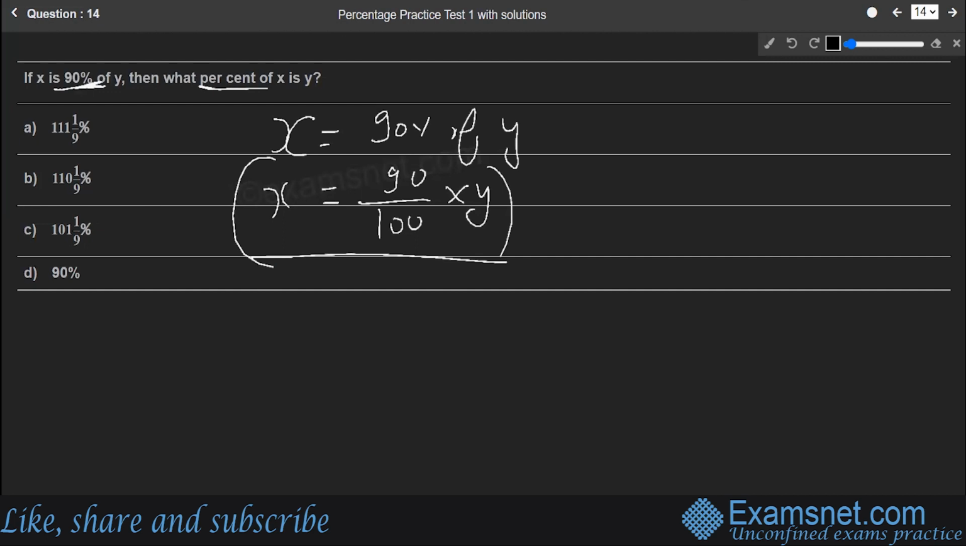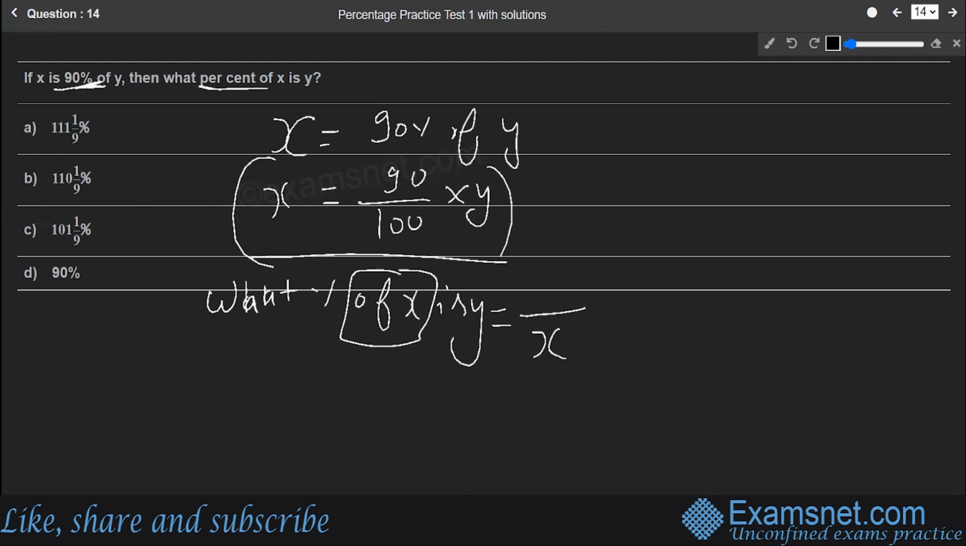Then he asked, what percent of x is y? So if we want to frame this in the form of a formula, whatever appears after 'of' is always the denominator. What percent of x? So x should come in the denominator. Is y? So y should come in the numerator, into 100%. This is the expression that we need to solve. What percent of x is y? So it's y by x into 100% always.